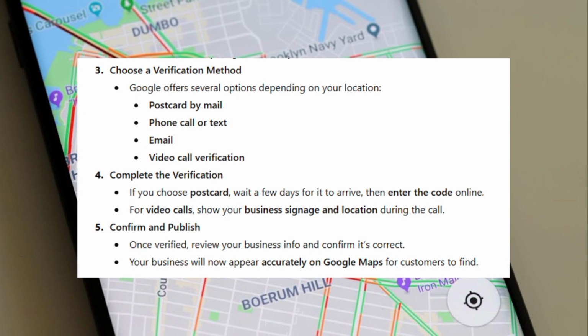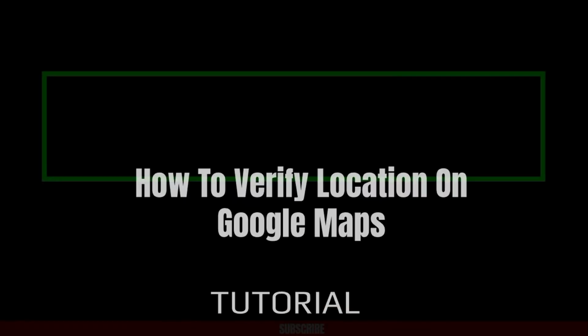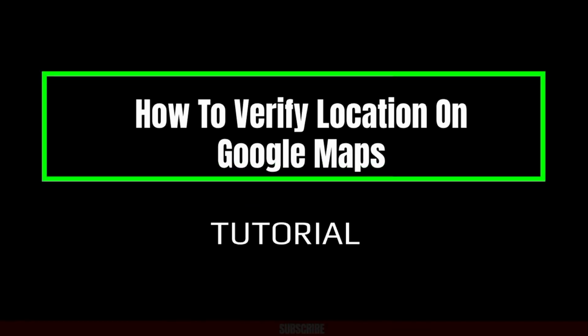Once verified, review your business information and confirm it's correct. Your business will now appear accurately on Google Maps for customers to find. And that's how you will be able to verify location on Google Maps.